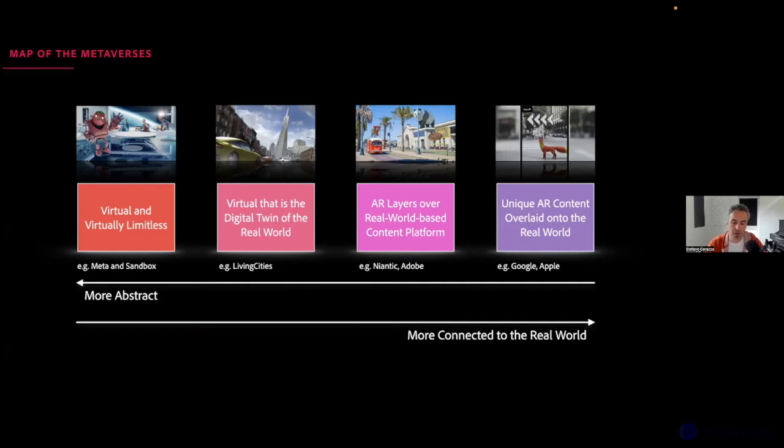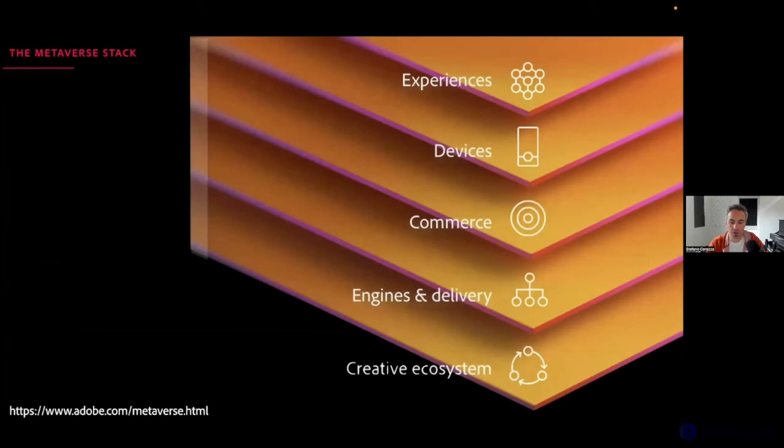Another way to look at it is to really look at the stack. There are basically five different levels. This is something you can find in our white paper, at adobe.com/metaverse. There are basically five layers. There are the experiences, which is actually what people are consuming. Those experiences are delivered by devices. Some are now more on the mobile side, but they will be more and more wearable. And then there's a whole commerce platform on top of that. We will talk a little bit more about that.